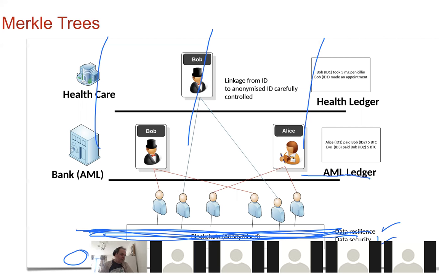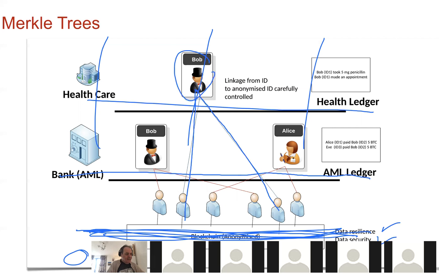Then it's possible for us to build layers on top of that. So we can have an anti-money laundering layer, we can have a healthcare layer, and if Bob has in his wallet a secret that will map back his identity to the anonymized parts, then we could actually see how we could build whole ecosystems through some sort of layering method.